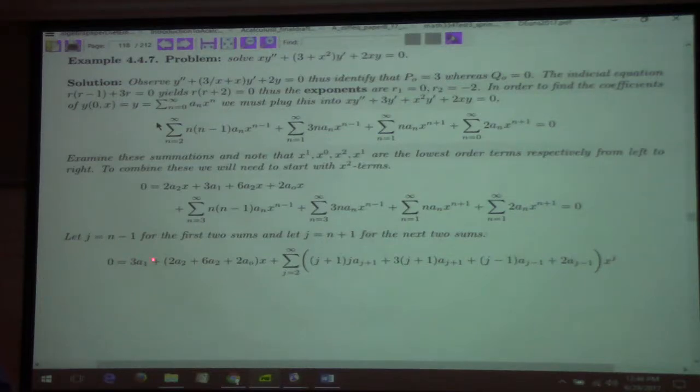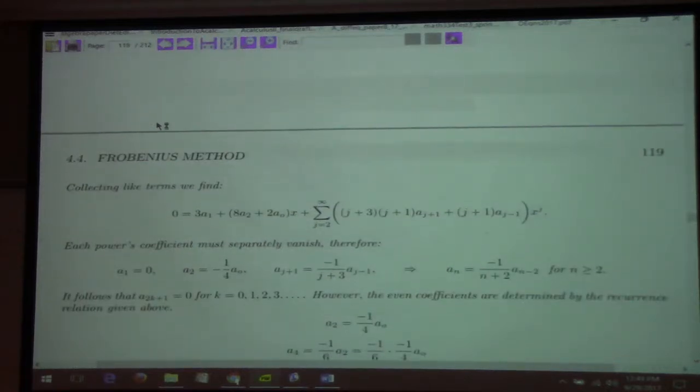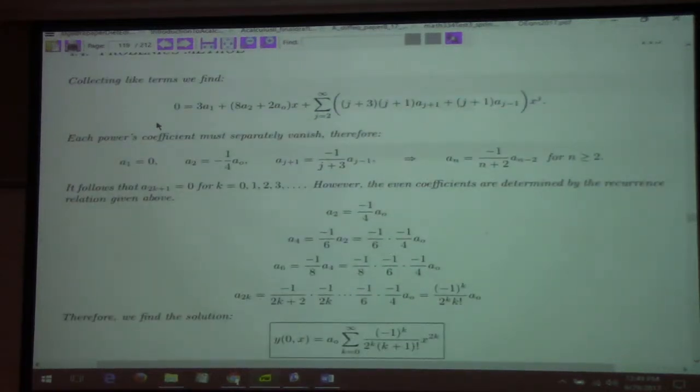So that makes A1 equal to 0. And it makes this linear combination of A2 and A naught be 0. So in other words, 8A2 is going to be equal to minus 2A naught. And then you got this lovely recursion between the other coefficients. After some calculation, I get to the recursion, and I stare at it for a little bit. Eventually, I see the pattern minus 1 to the k over 2 to the k, k factorial.